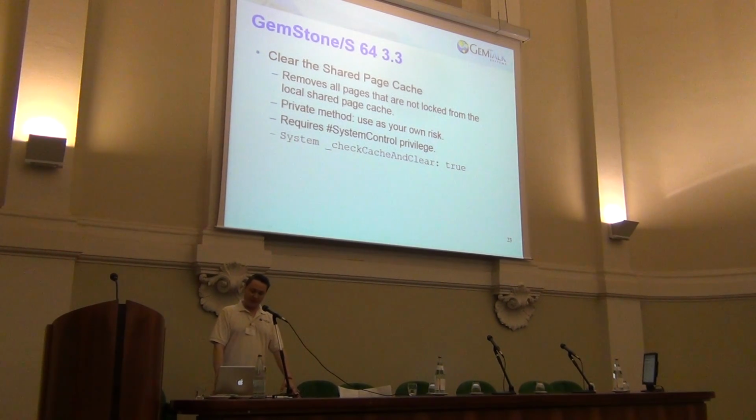We also added something to empty out the shared page cache, which is the piece of shared memory that all the VMs share on a given host. This was a customer request. I'm not really sure why they wanted this, but you can now run this private method, and it tries to remove all the pages from the cache that are not locked and start off with an empty cache again. Since it's an underscore method, the QA guys don't test this extensively, so it's kind of use at your own risk, but it's believed to work.